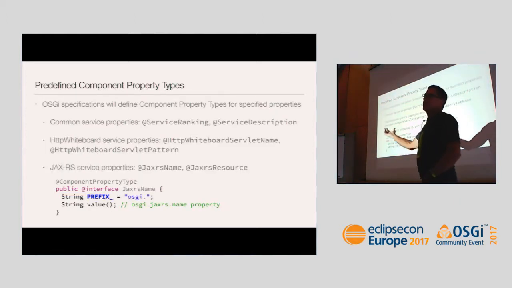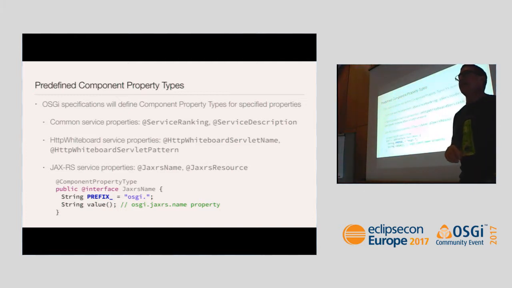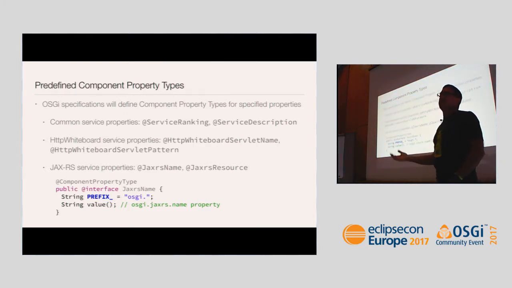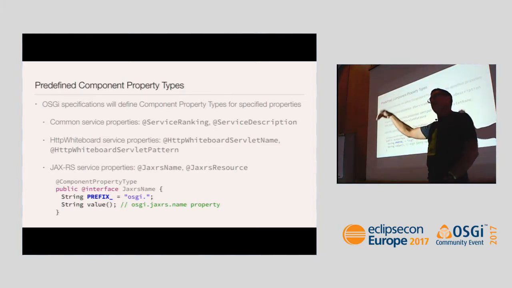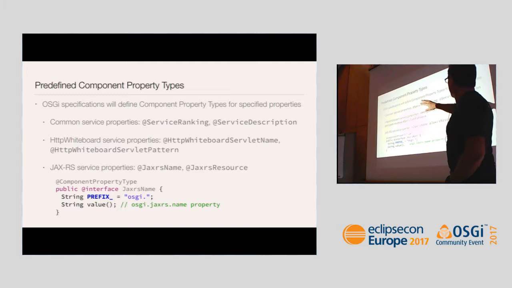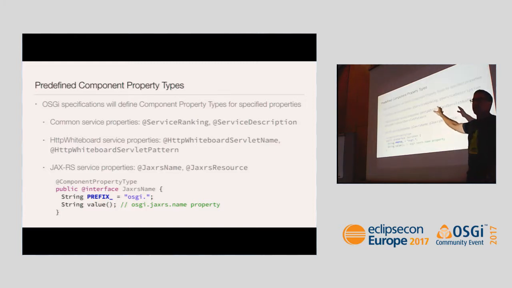And since these are so awesome, we're actually going to define a whole bunch of predefined component property types in R7. So this is very interesting for people that use the HTTP whiteboard. Because right now, if you want to use HTTP whiteboard with declarative services, you have to write this sort of hideous component annotation, because it's got to say property equals some very long name equals some value, right? And so there's a million ways for you to misspell the name and get the type wrong on the value, right? So now we're going to have a bunch of predefined component property types from some common things like service ranking, service description. Most all of the HTTP whiteboard service properties are going to have annotations defined for them.